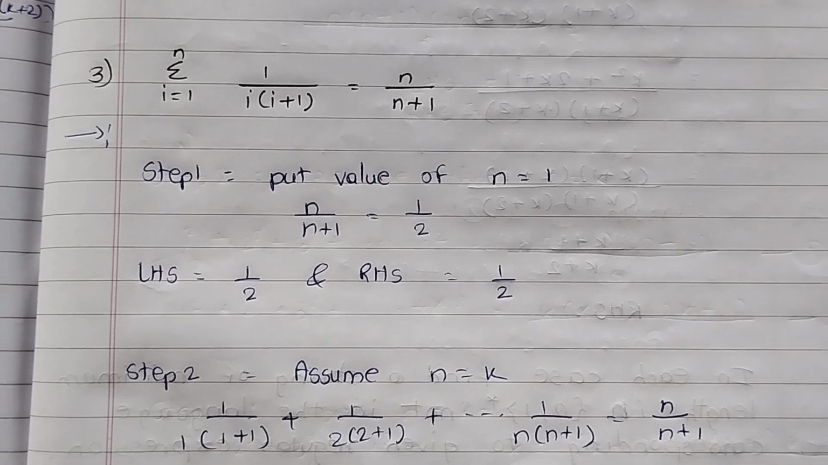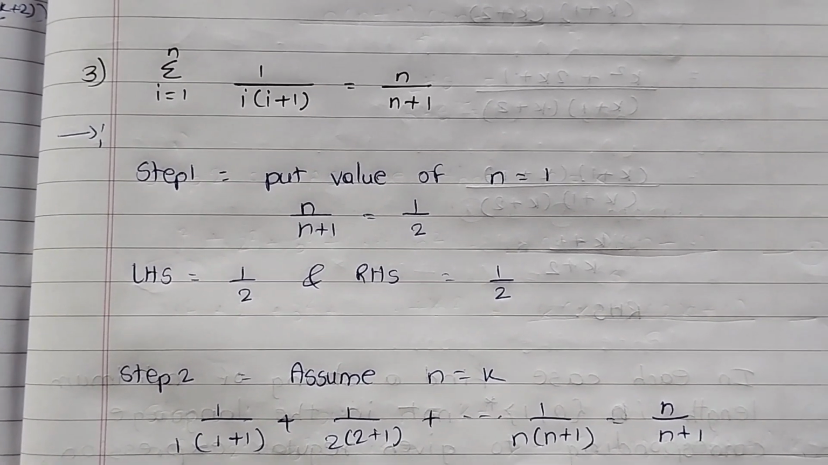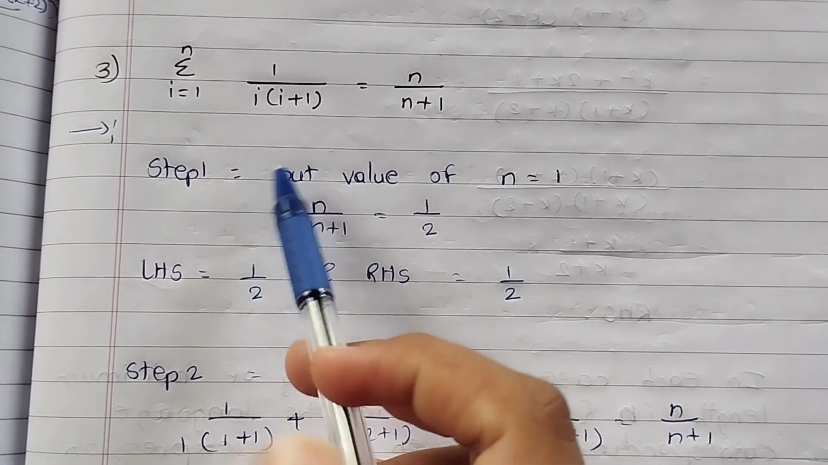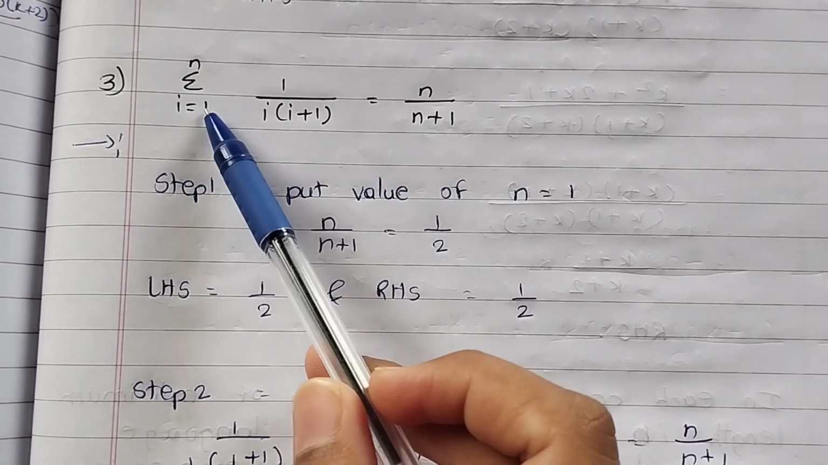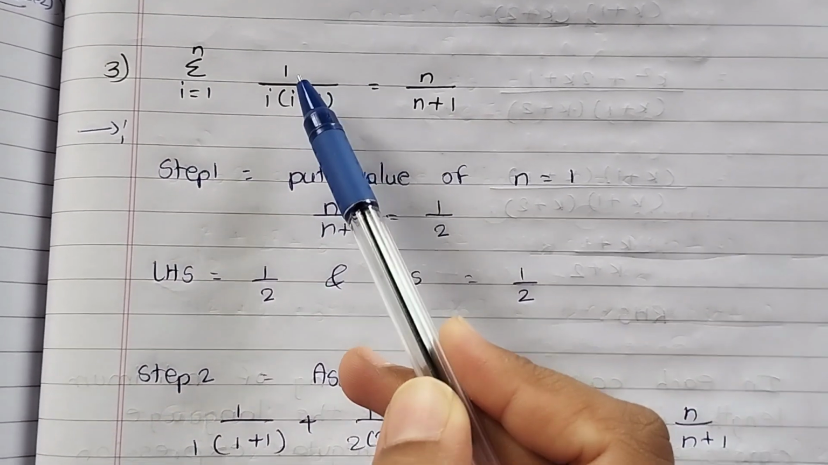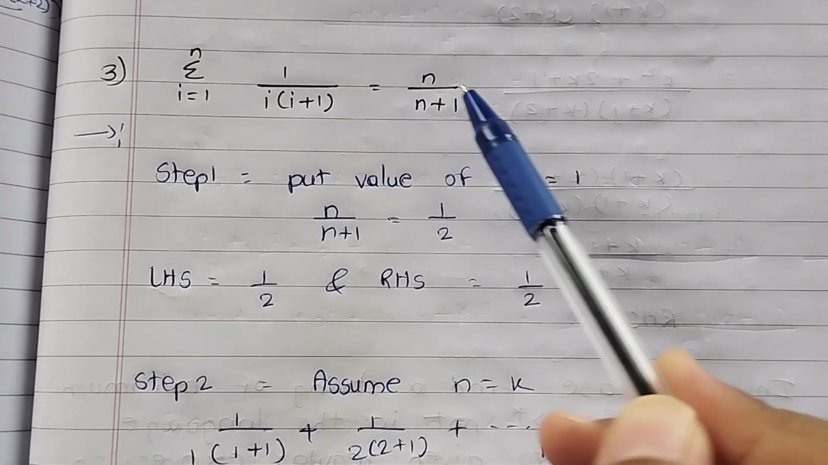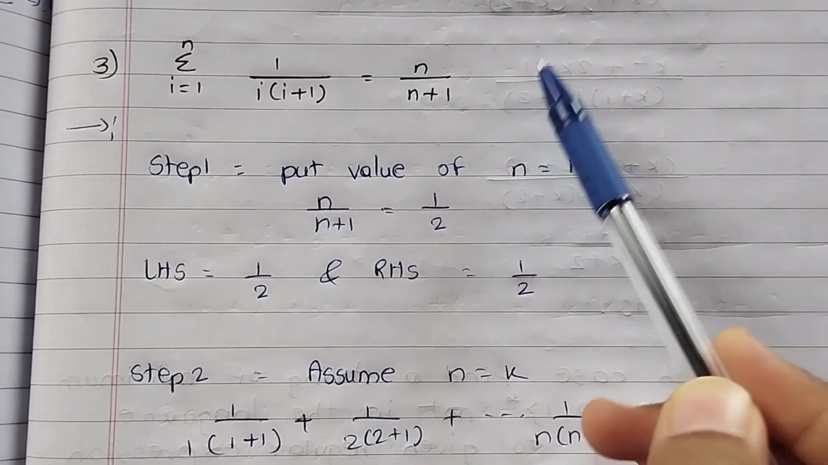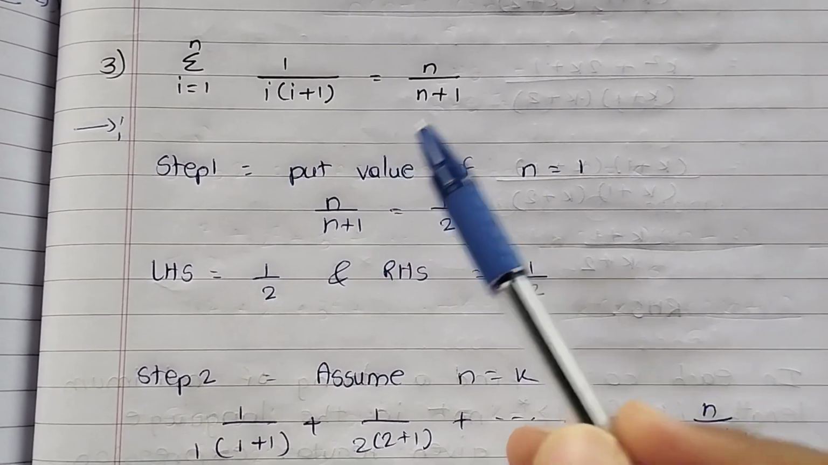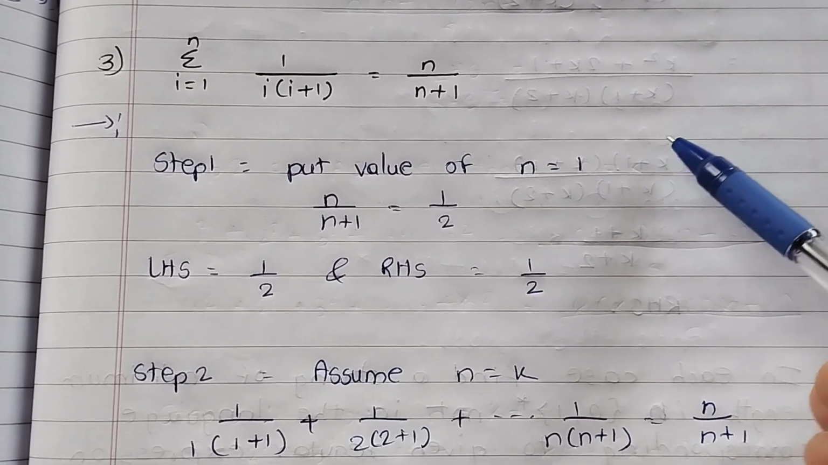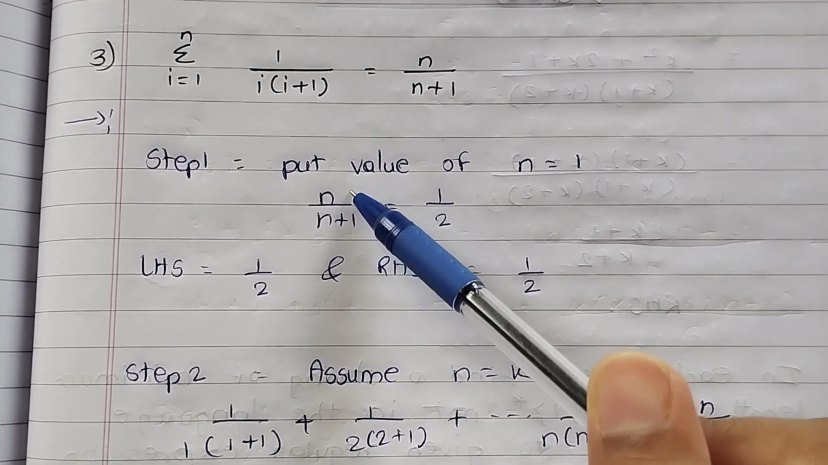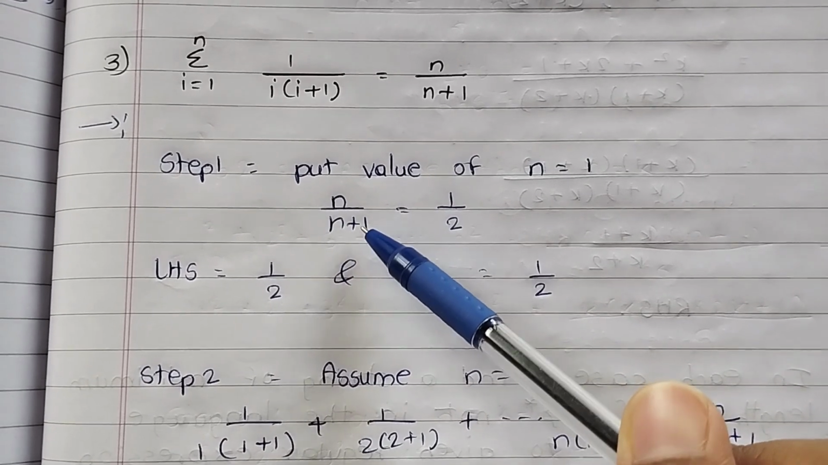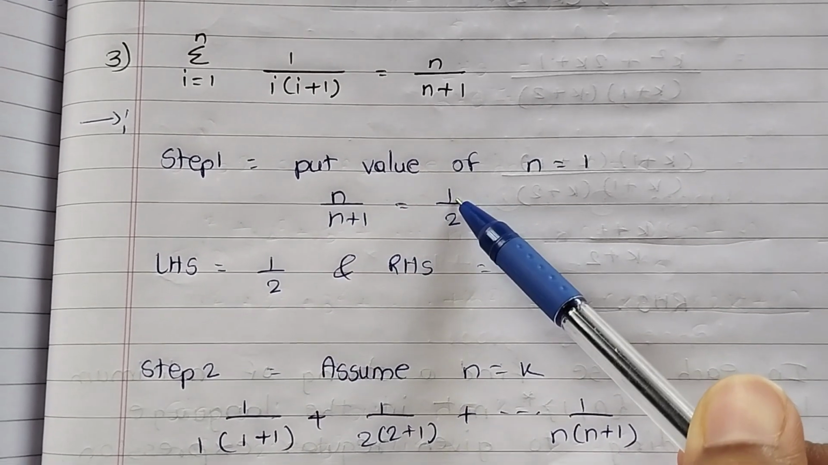Quickly we see one more example and then we move forward. So this is question number 3. Summation of i from 1 up to n, 1 upon i into i plus 1, is equal to n upon n plus 1. So the same, put n is equal to 1 for step number 1. Then this is the RHS. So 1 upon 1 plus 1, 2. So 1 by 2. This is the RHS.